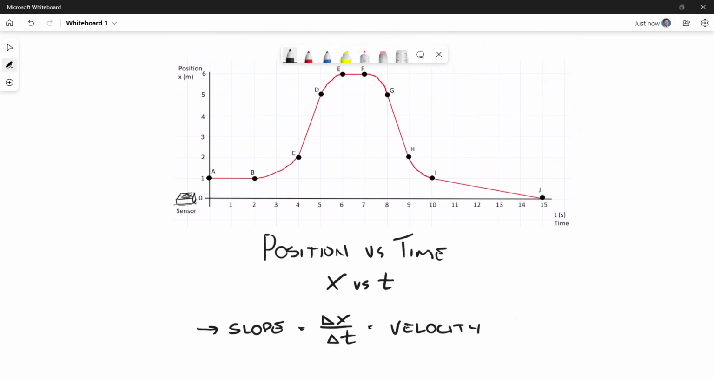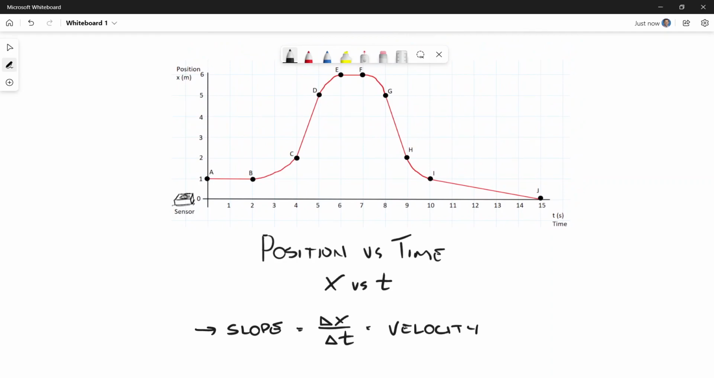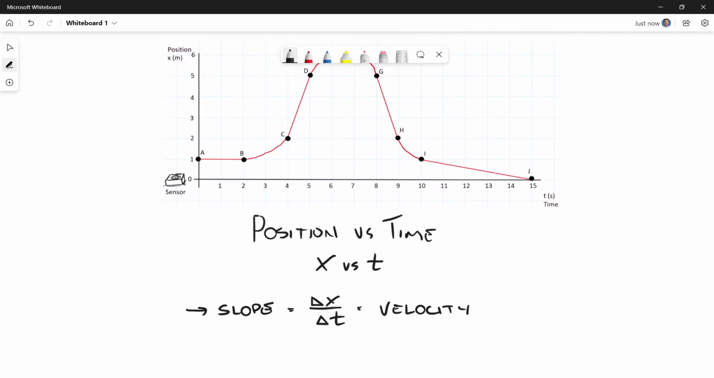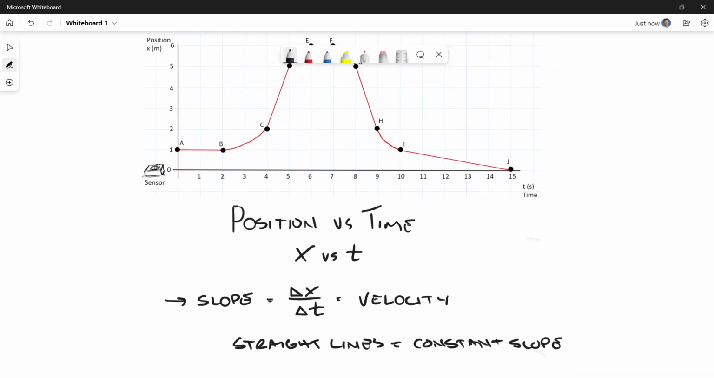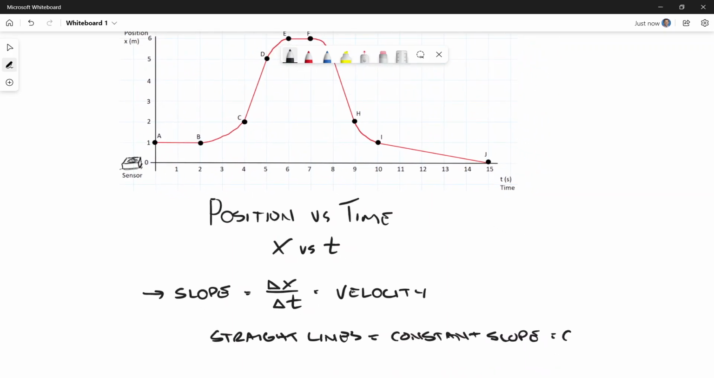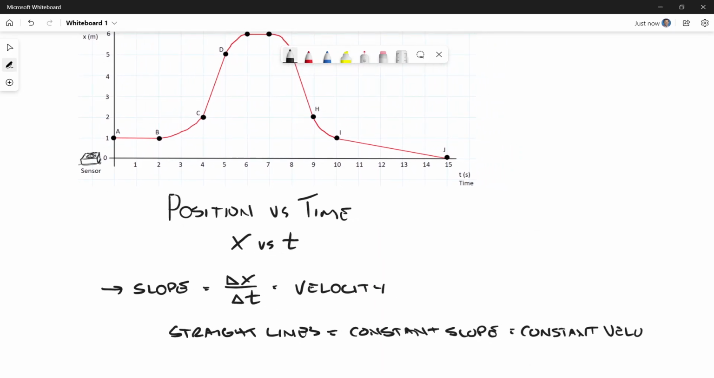If we see that the line on the graph is a straight line, then we know that the slope is not changing. So we look at our graph and identify any straight lines, because that is what a constant slope looks like on this graph. A constant slope indicates that the velocity is constant, meaning the object is maintaining its speed and direction. We call that constant velocity.